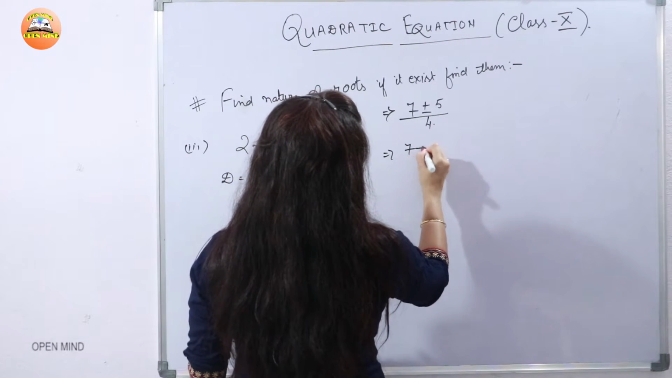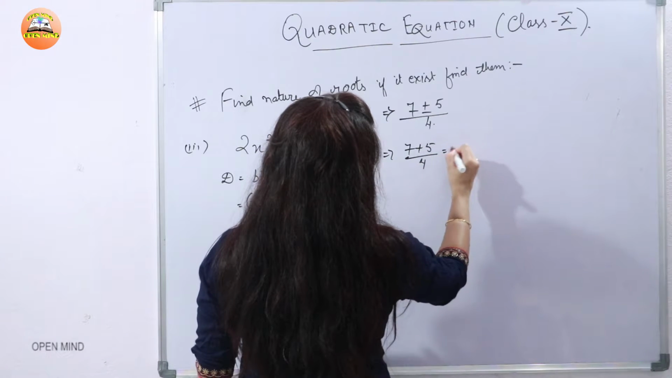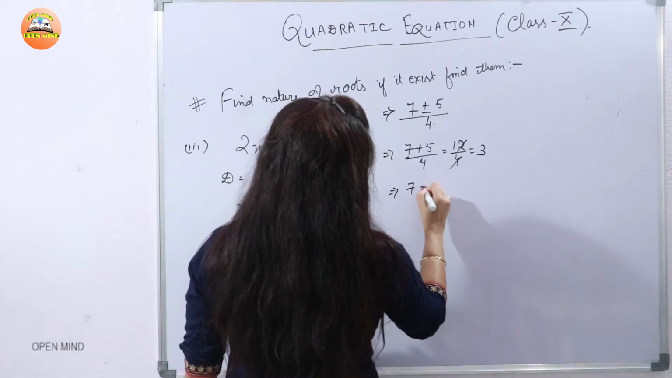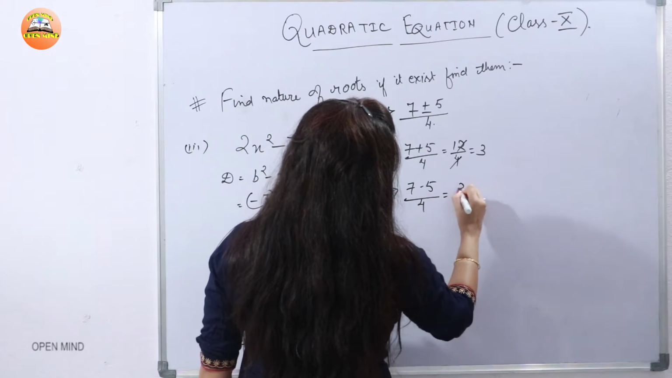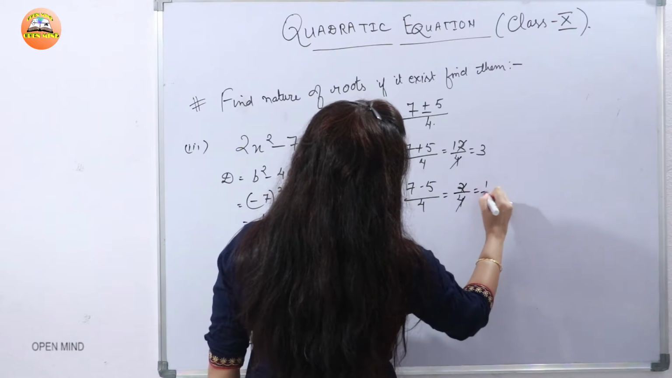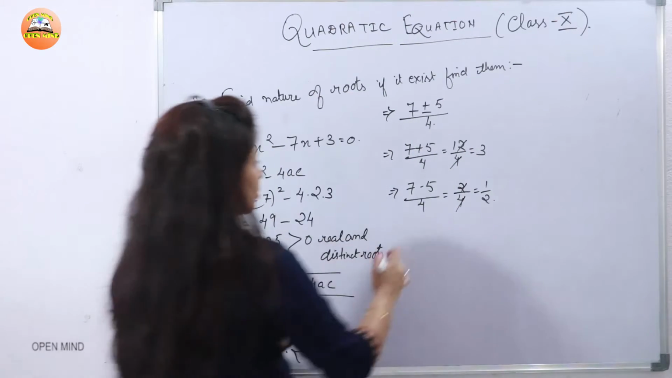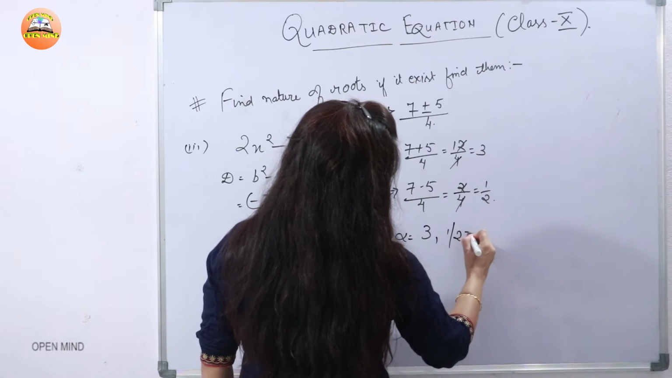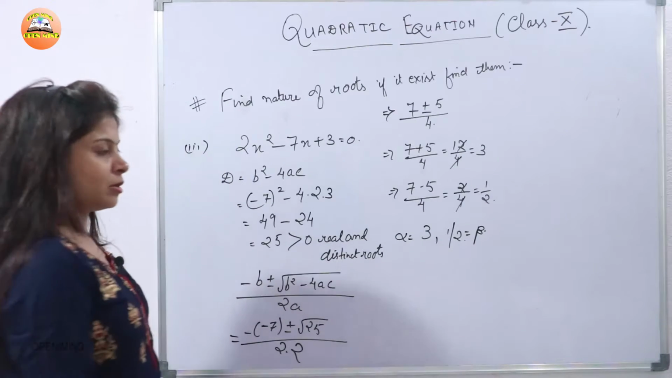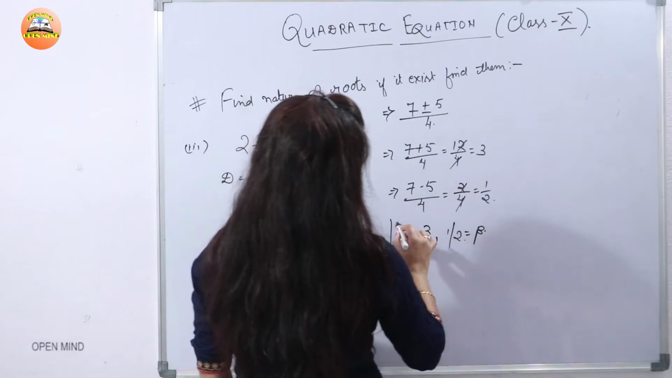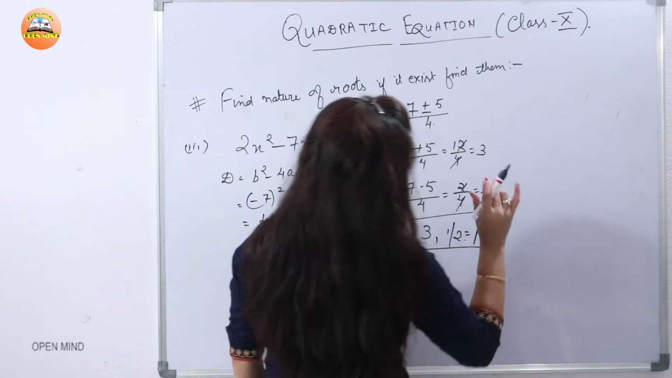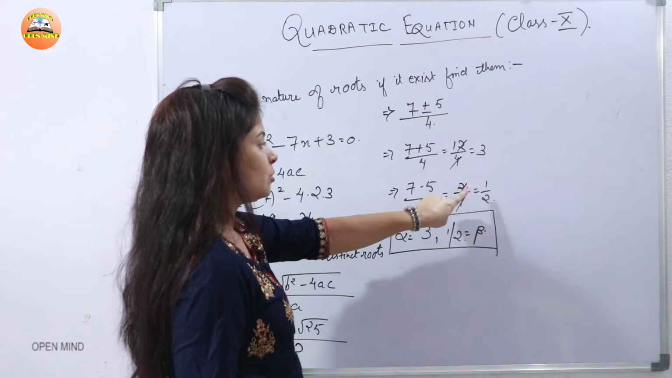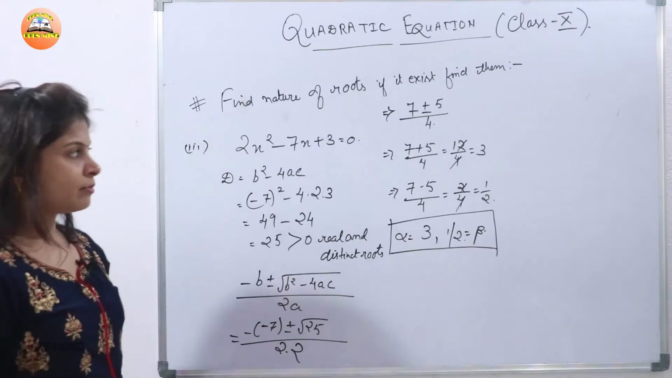So one of the roots will be 7 plus 5 by 4, that is 12 by 4, that is equal to 3. Another will be 7 minus 5 by 4, that is 2 by 4, that is equal to half. So these two are the answers. One is 3 and another one is half. You can mark it as alpha and you can mark this as beta also, because we always consider the roots to be in the form of alpha and beta. So this is the way we solve the question.